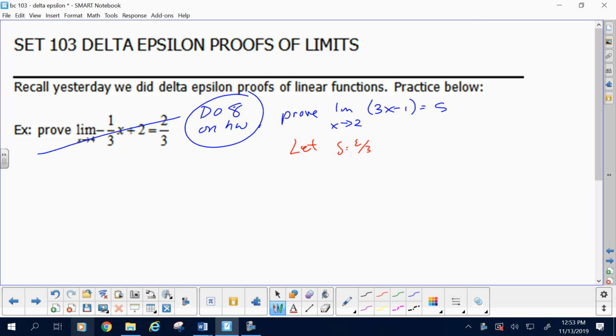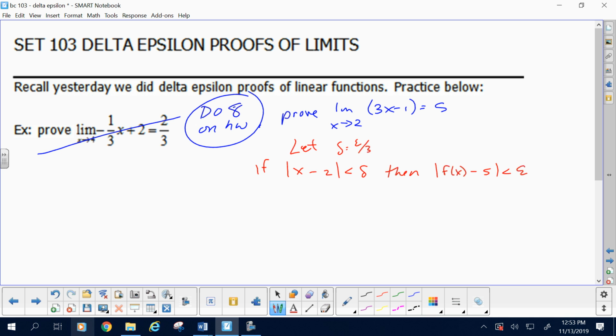Epsilon over 3. Okay. I will show or state your thesis. I will prove that if |x minus 2| is less than delta, or you might rephrase that in your head as x is within delta of 2, then it must follow that |f of x minus 5| is less than epsilon, or the function will get within some arbitrary epsilon of 5.